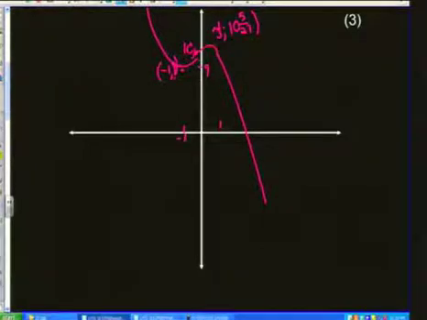Sorry, I seem to be having some trouble aligning my pens at the moment. Okay, anyhow, that's fine, and we know that this coordinate was 2. So that would be my sketch.